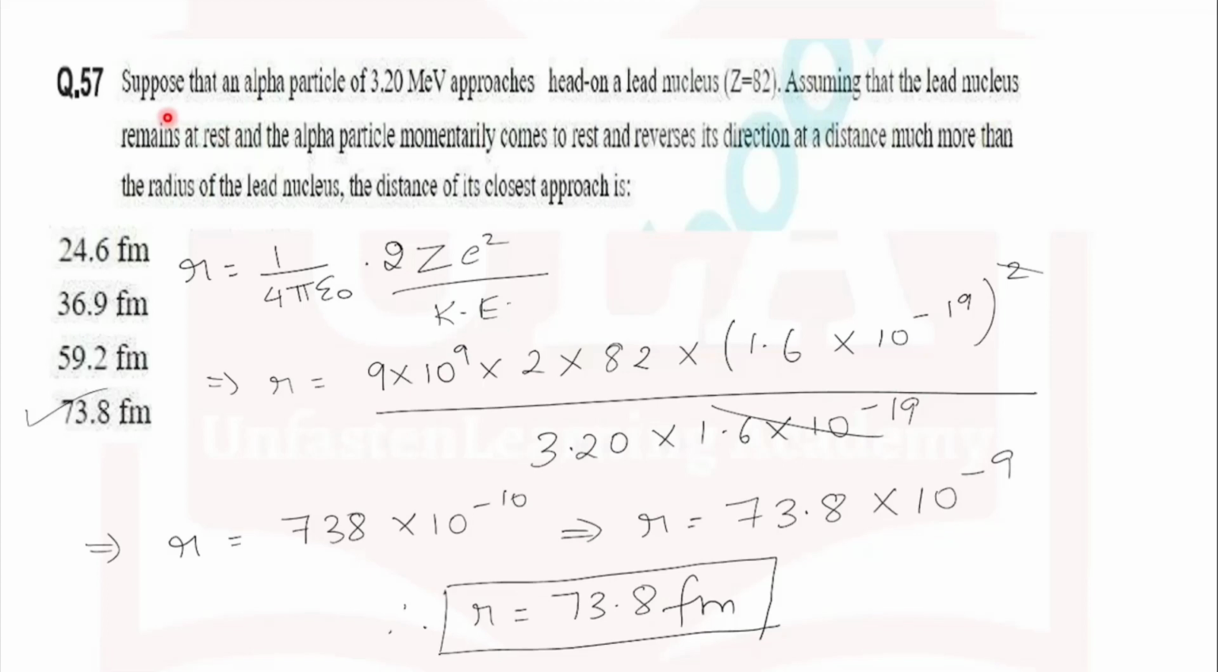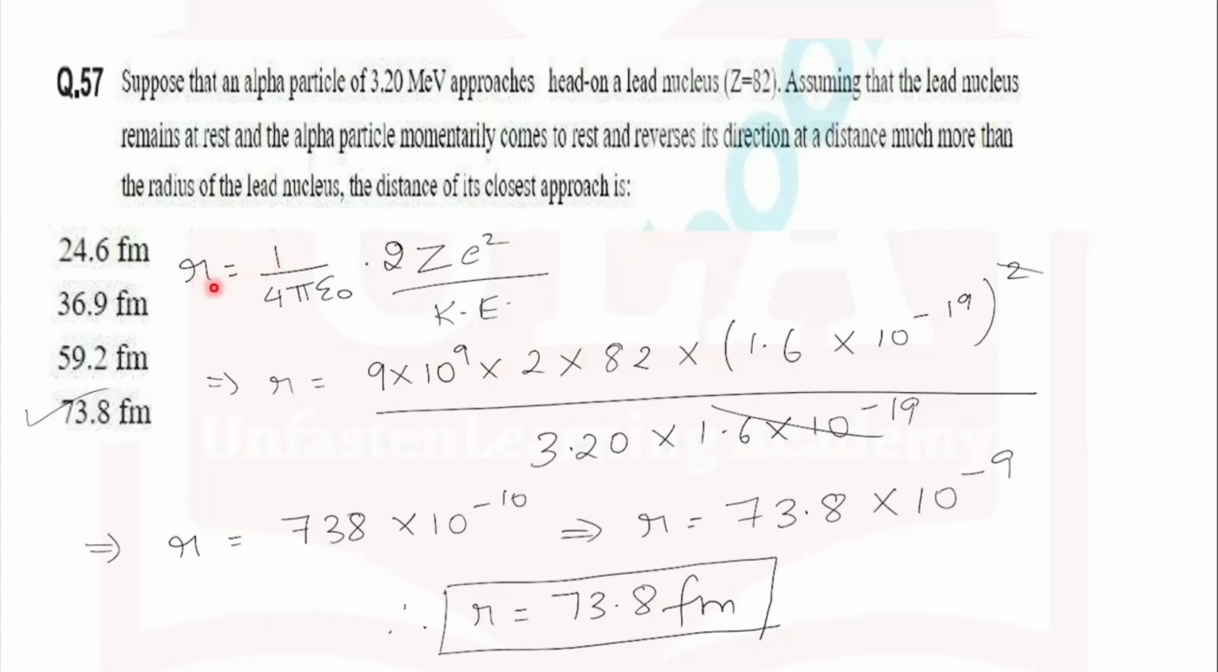Next question is, suppose that an alpha particle of 3.20 MeV approaches head-on a lead nucleus, Z is equal to 82, assuming that the lead nucleus remains at rest and the alpha particle momentarily comes to rest and reverses its direction at a distance much more than the radius of the lead nucleus, the distance of its closest approach is. Okay, again we need to substitute it in the formula.